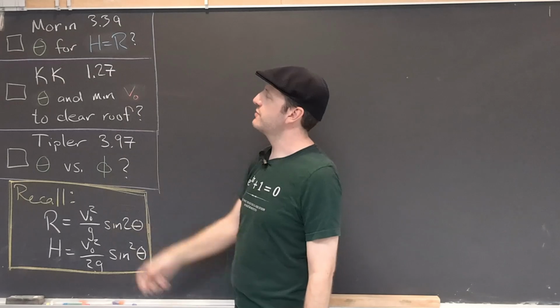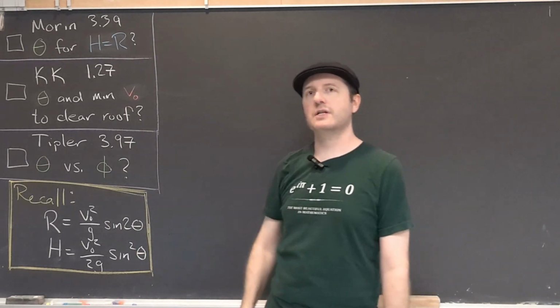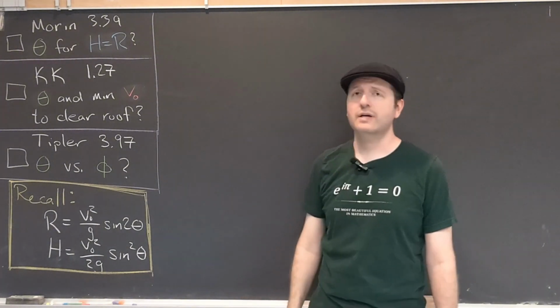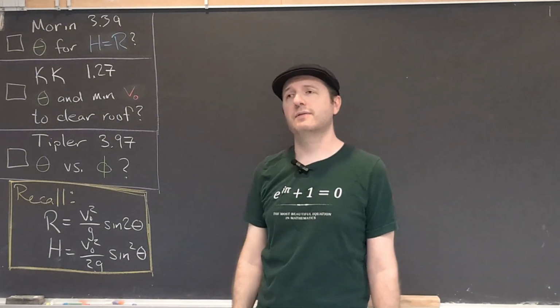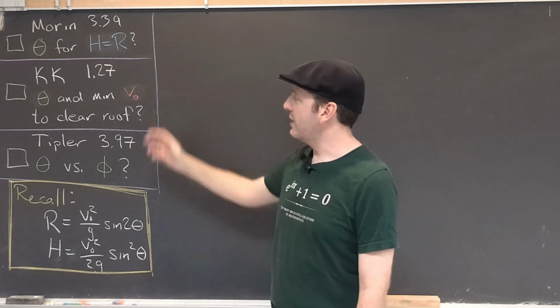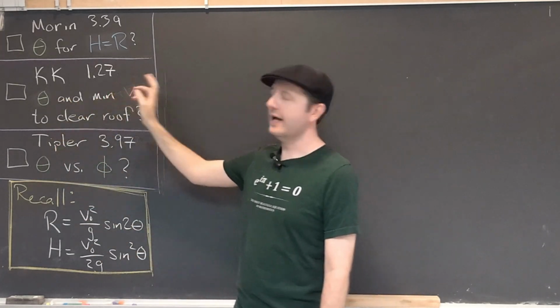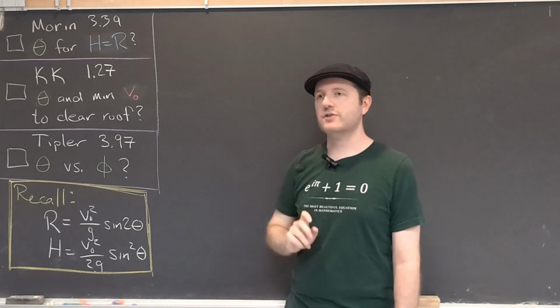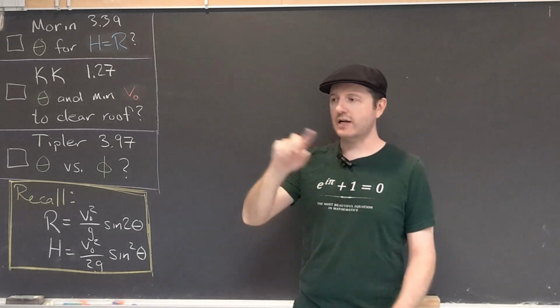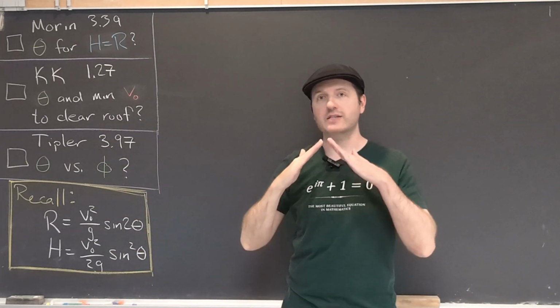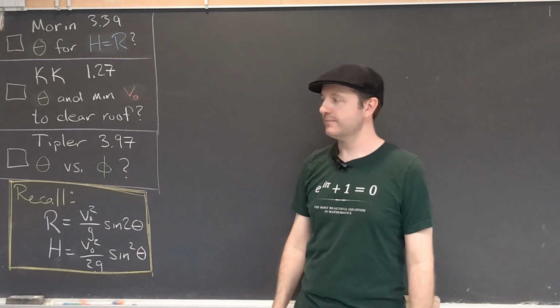The second question comes from Kleppner and Kolenkow. This is another introductory mechanics textbook. This is the one I used when I was an undergraduate at Berkeley. This is problem 1.27, which is asking what theta and what minimum launch speed should we send a projectile so that it just barely clears a particular roof, a roof that has a 90-degree apex.